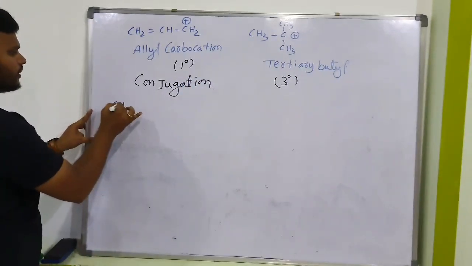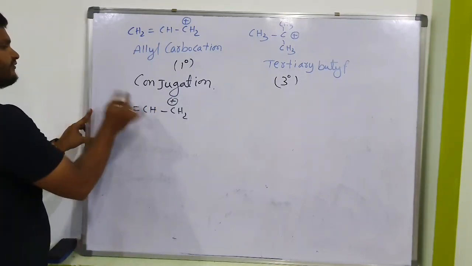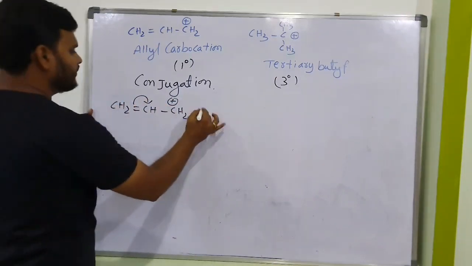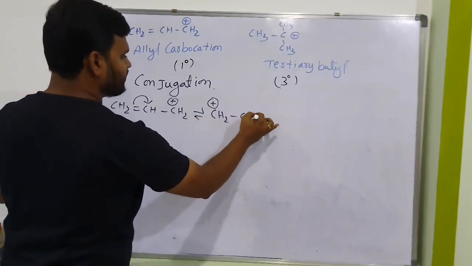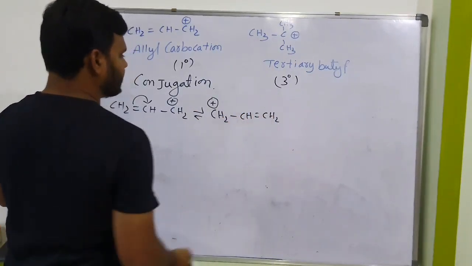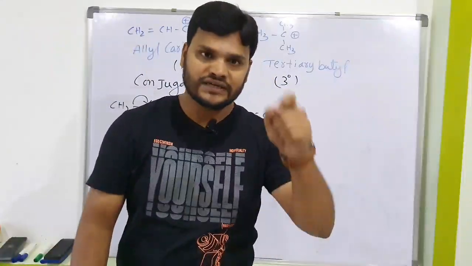Just have a look. CH2 double bond to CH, CH2 plus. Suppose if I shift this bond here, what will happen? It will get like this, CH2 plus, CH double bond to CH2. Yeah, these are resonating structures. So here resonance is possible.